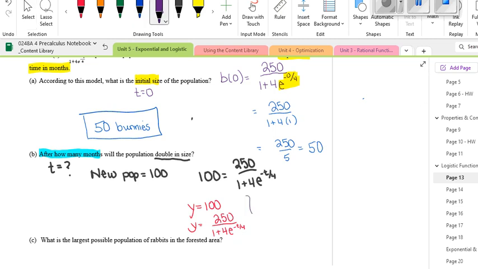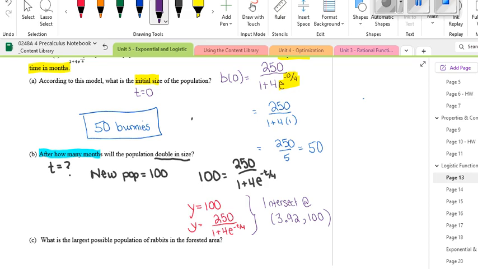So these intersect at the point with coordinates 3.92, 100. Notice that they do not specify what I should round to here, so I'm just going to be a little clever and creative in my answering of this question.